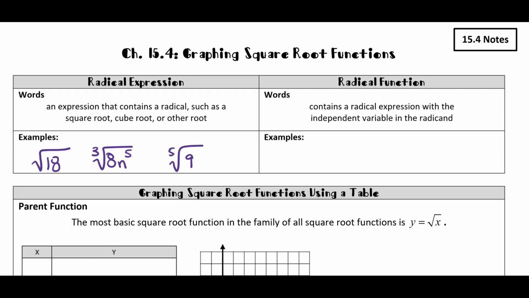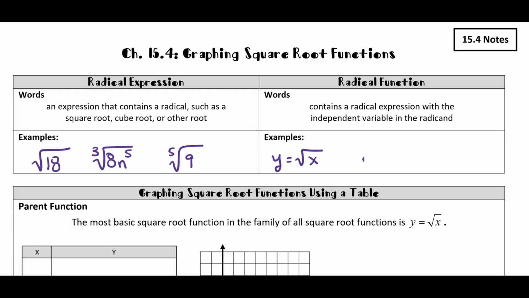Now, a radical function will contain a radical expression with the independent variable in the radicand. So what this means is we're going to have two variables, an x and a y, an independent and a dependent variable. But what's important is that the independent variable, the x, is going to be underneath the radical. So for example, y equals the square root of x is a radical function. It contains two variables and they're related.